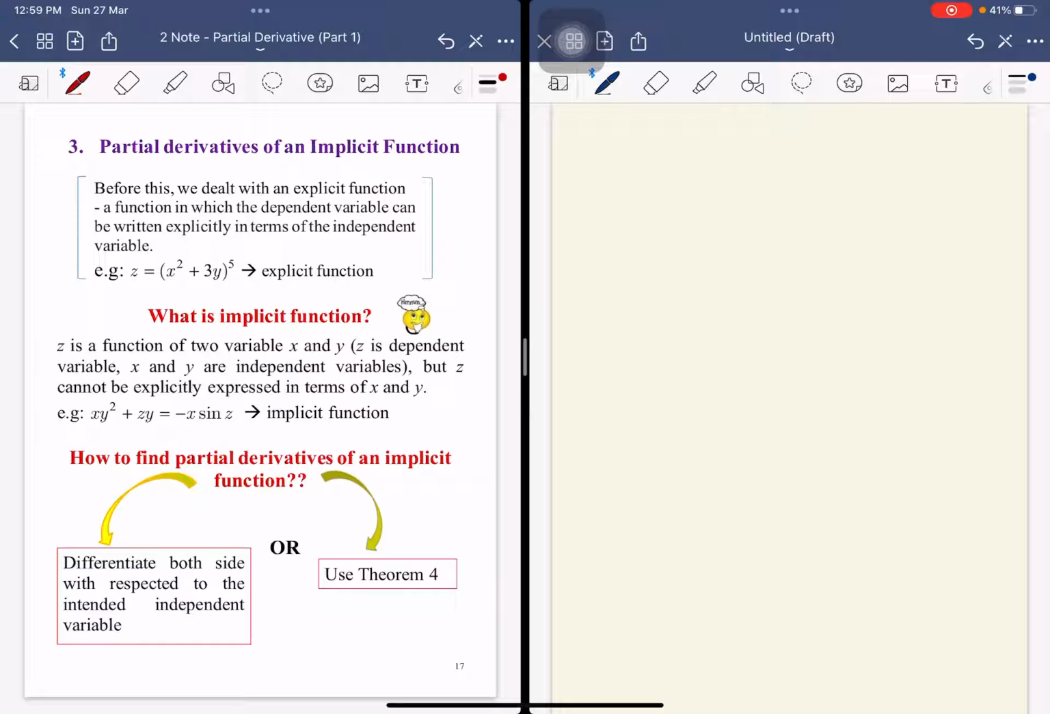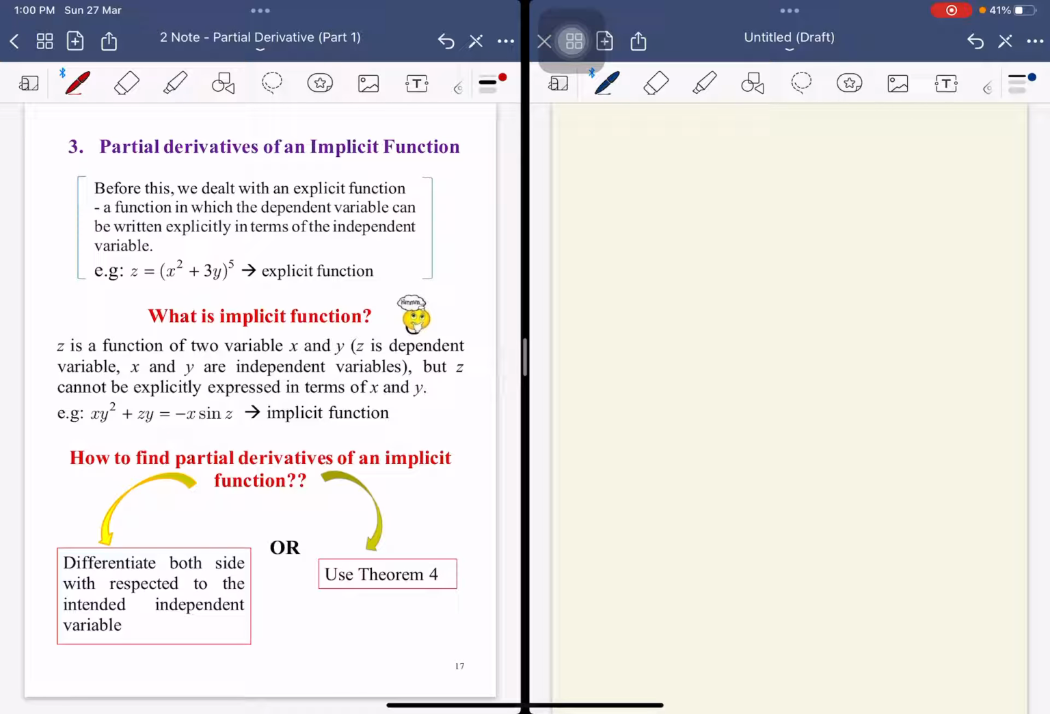Okay, so the next subtopic is on partial derivative of an implicit function. Let's recap. When we are dealing with an explicit function, it will be easy for us to differentiate. But how should we do it if we have an implicit function? First things first, you must know the definitions of explicit and implicit.